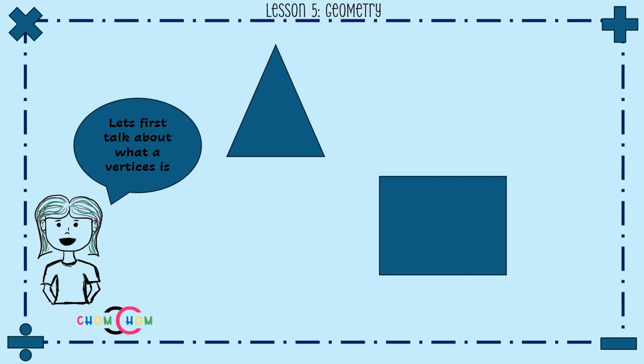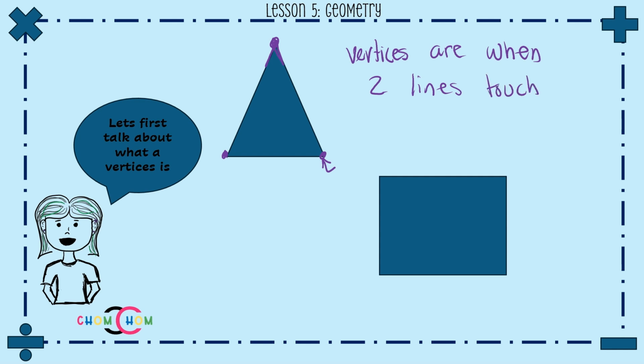Let's first talk about what a vertex is. A vertex is when two lines meet each other. So we can call them a point. So each point of the triangle is a vertex. So again, vertices are when two lines touch. So this is the vertex of this.